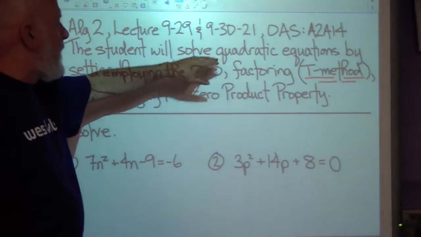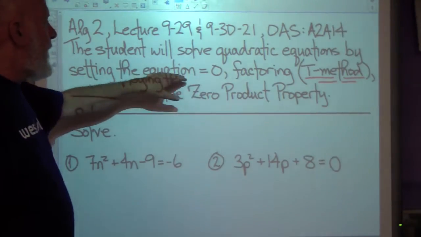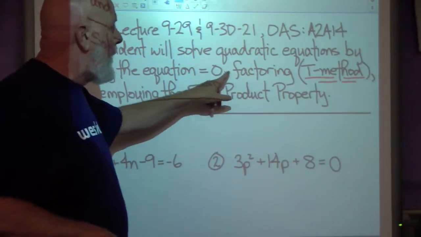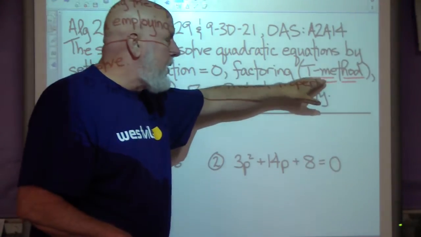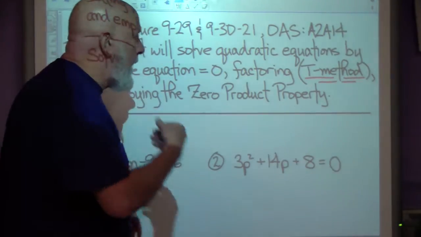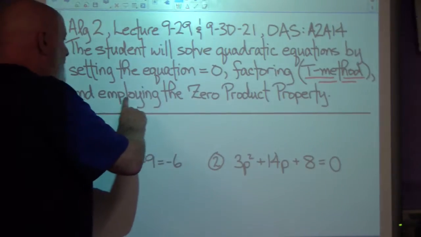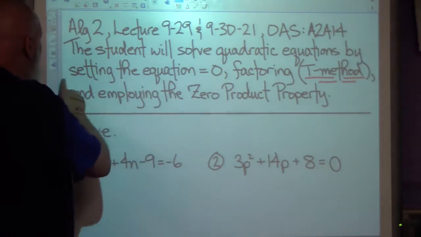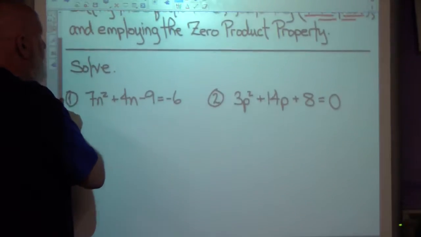So we're going to solve quadratic equations by setting the equation equal to 0 if it isn't already set equal to 0. Then we're going to factor it using the T method because the leading coefficient won't factor out, and employing the zero product property. So that's what we're going to try to do. Let's see what it looks like.